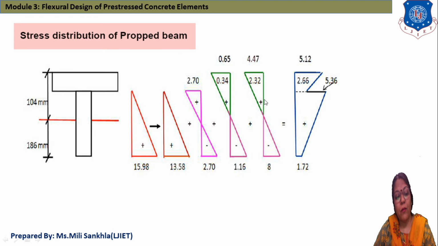Here we solved the example of composite section for propped and unpropped both. Now in the next session we solve the example of shrinkage, and also we discuss the theory of shrinkage. Okay, just now we stop.